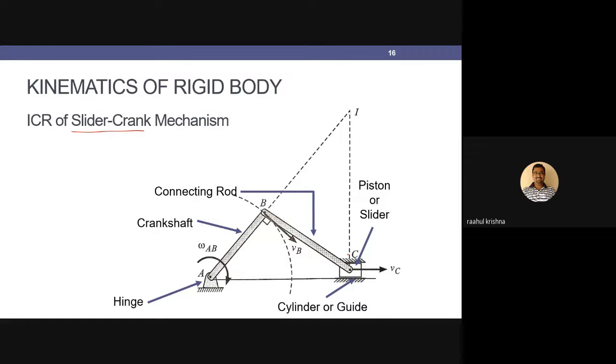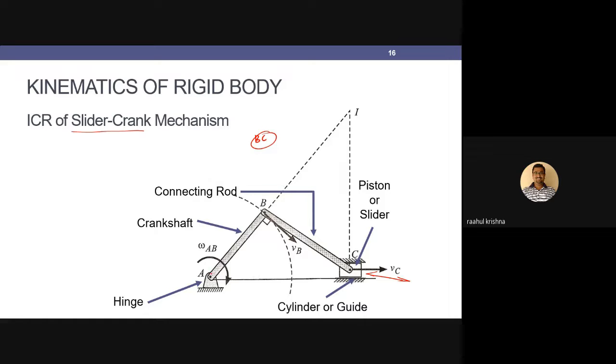In that, the connecting rod BC is what we are interested in, because one end of the connecting rod has a sliding motion only, motion along the x-axis, whereas the other end, end B of my connecting rod, has only rotational motion. So the locus of this connecting rod at any one instant will differ.